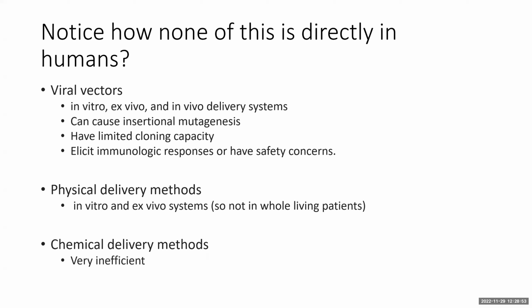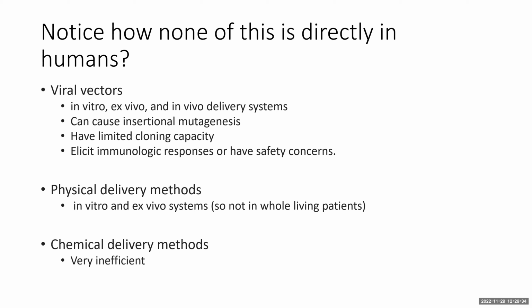Physical deliveries can be used in vitro and ex vivo. That means that you can't use them on a living person. This is because they tend to cause a lot of cellular damage. So if you use them, they can create too much damage that the individual might not recover from. When these are used for gene therapy, they tend to be used on tissue that is removed, then grown outside of the person's body and transplanted back in. This gets around the damage problem, but it means that you can't necessarily use it on someone. And then chemical delivery methods are just inefficient. They're unlikely to get the genes where you need them to go.